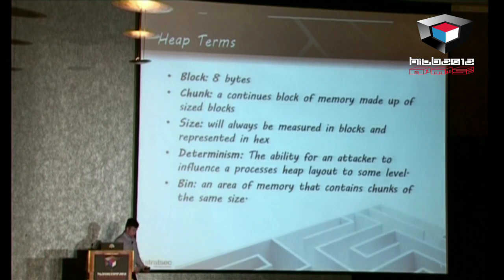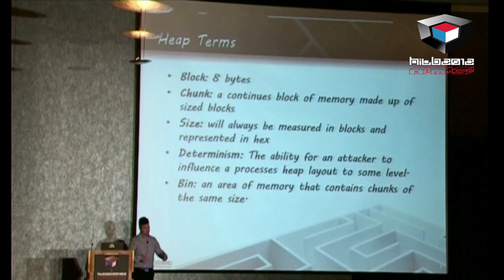Determinism is the ability for an attacker to influence the heap's process before or after a corruption. So to be able to lay out the heap state in a certain way to trigger the overflow and cause the right condition in the state of the heap. And a bin is simply an area of memory that holds a number of chunks of the same size, so it's represented as a bin.